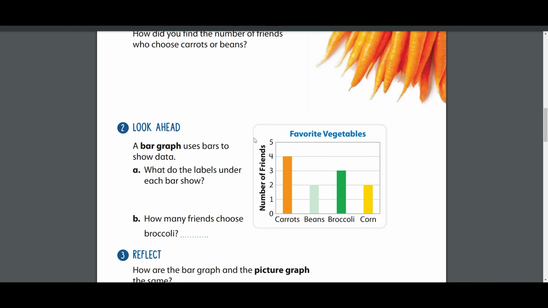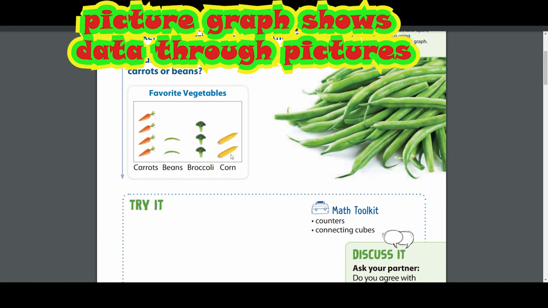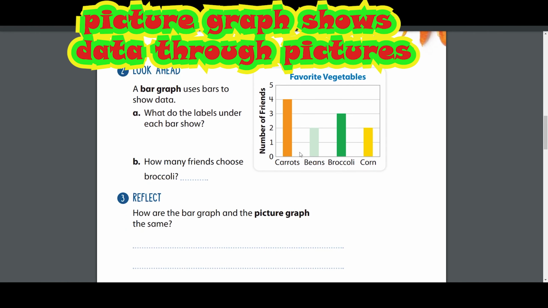Basically, both the bar graph on this side and the picture graph are showing the same data but in a different way. While the picture graph shows pictures, the bar graph shows bars based on the input of the students. A bar graph uses bars to show data.